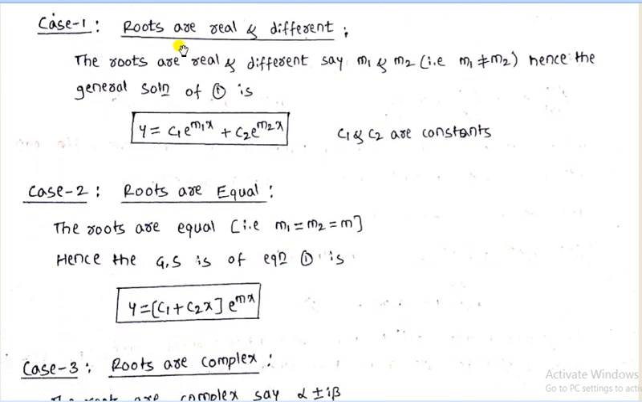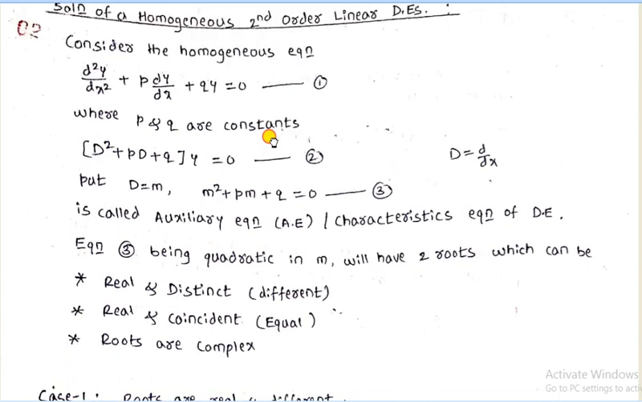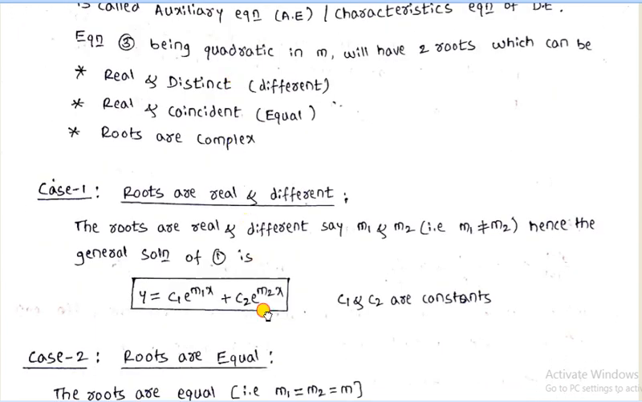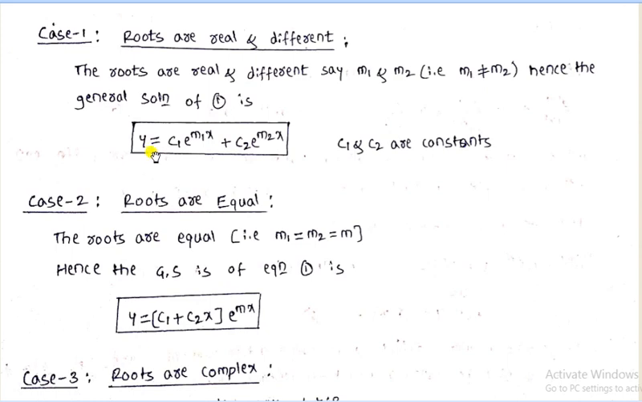Case number 1, roots are real and different, say m1 and m2. So here m1 is a different value and m2 is a different value, that is m1 is not equal to m2. Hence the solution of equation 1 is in the form of y equal to c1 e to the power m1x plus c2 e to the power m2x. And here c1 and c2 are constants.